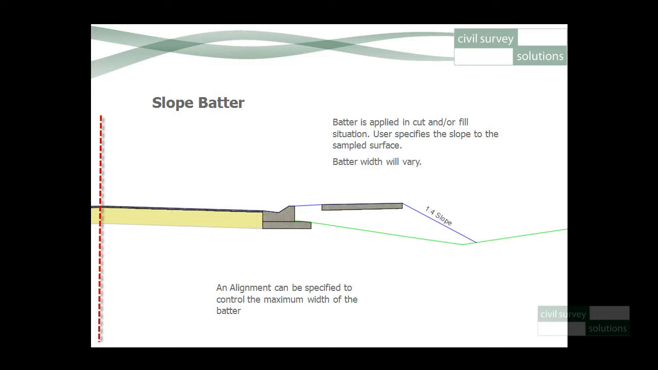The width of the batter from the road will vary. However, users can also assign an alignment which is used to control the maximum offset of the batter. This is used to contain the batter within a road reserve.